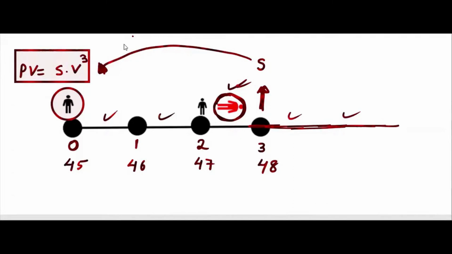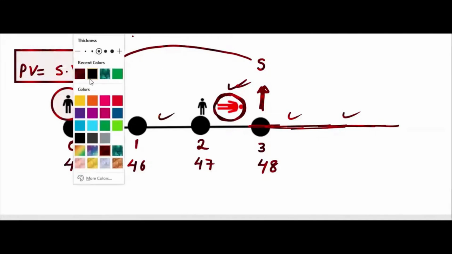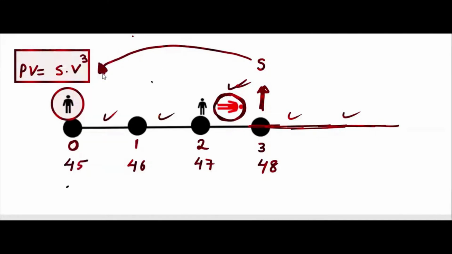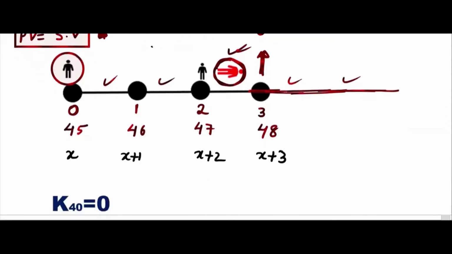We'll consider all the options. There is a derivation here. So what will happen if you write x here instead of 45? This will be x plus 1, this will be x plus 2, this will be x plus 3. That way you can continue, but we'll consider all the possibilities. Let's proceed further. Now, let's come here.